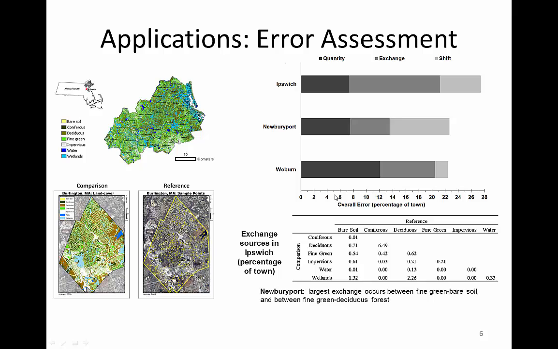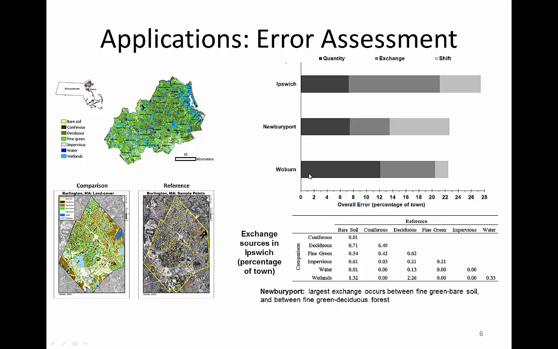We also apply the concepts of exchange and shift to evaluate the accuracy of the classification of fine spatial resolution aerial imagery into 7 land cover categories for each of the 26 towns that are part of the Plum Island ecosystem study site. For this application, the calculations are the same. In this case, the map at time t corresponds to the comparison map, and the map at time t plus 1 corresponds to the reference map.